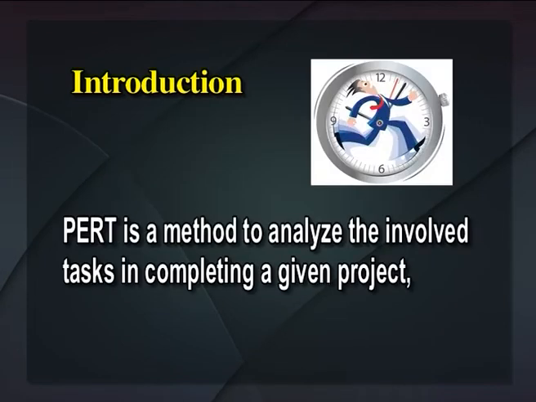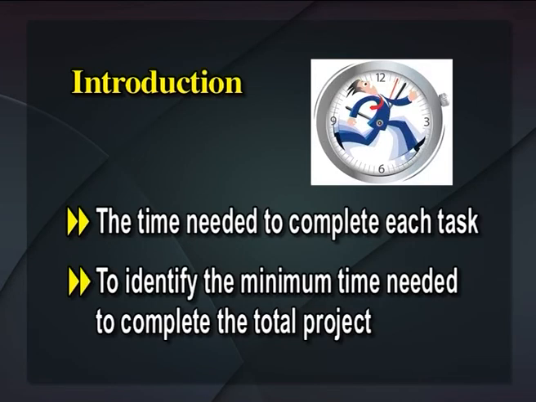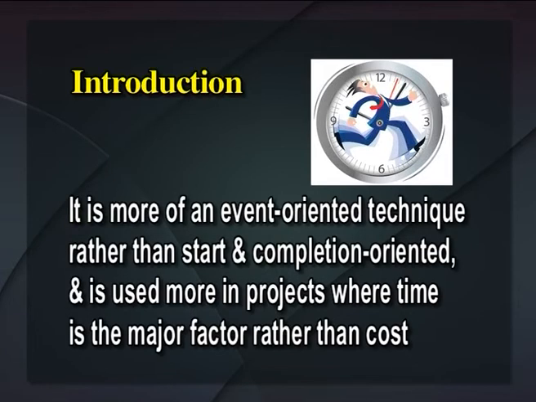PERT is a method to analyze the involved tasks in completing a given project, especially the time needed to complete each task and to identify the minimum time needed to complete the total project. It is more of an event-oriented technique rather than start and completion oriented, and is used more in projects where time is the major factor rather than cost. It is applied to very large-scale, one-time, complex, non-routine infrastructure and research and development projects.